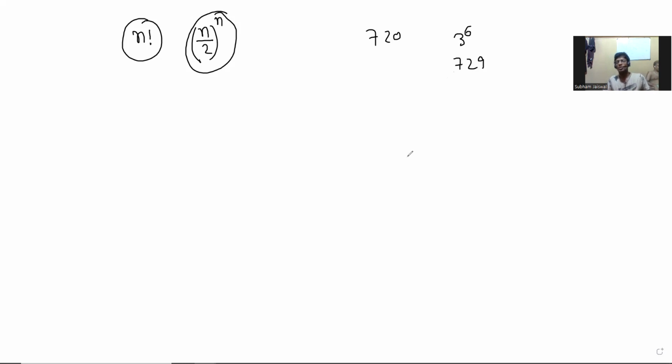Yes, Satya, did you get anything? Which one is bigger? Maybe for the first few numbers. For n equal to 6, my calculation may be wrong, so just check for n equal to 6 once. Because for the first few numbers, things may be a little different, but after that... And 3 to the power 6.